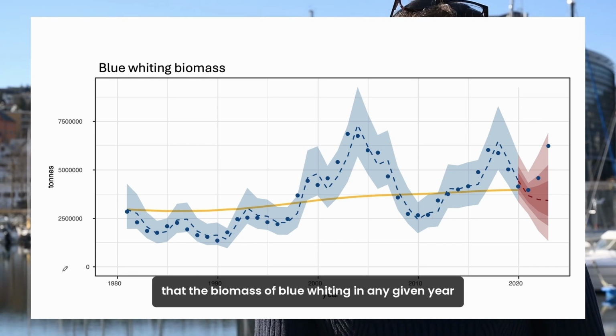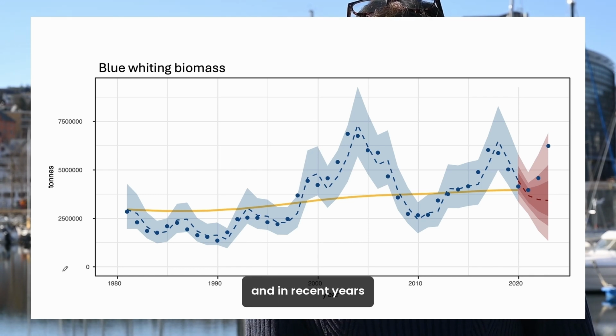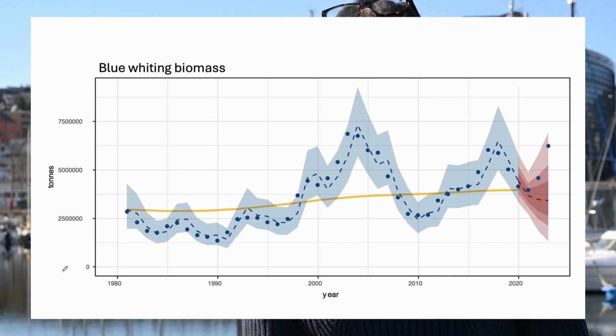We have also identified that the biomass of blue whiting in any given year highly depends on the biomass the year before. And in recent years, the biomass is within expectations, but it is increasing at a higher rate than we would have expected.